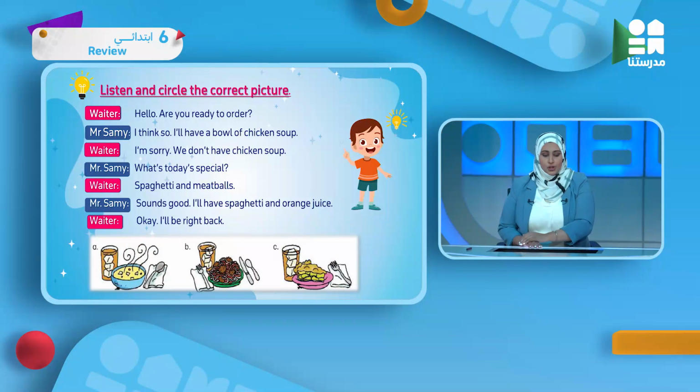Think very well. نفكر كويس قوي. Which picture am I talking about? So first picture you can see soup and juice. Second picture we can see spaghetti and juice. Third one we have pie. So which picture is he going to order? Which one from what you've just heard من اللي سمعناه أنهي picture? Very good. It is B. So he's going to have spaghetti and orange juice. So what have we done? We have listened carefully. سمعنا كويس and then after that we started looking at the pictures. شفنا الصور. Which picture is the right answer?